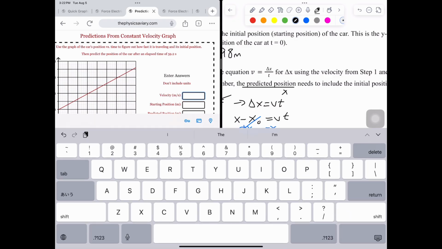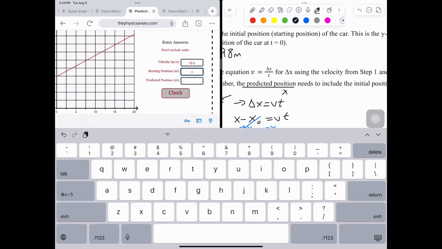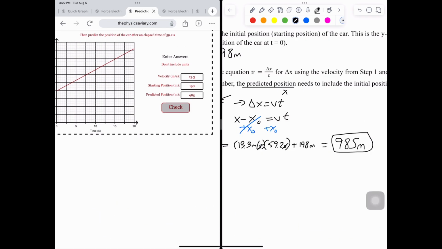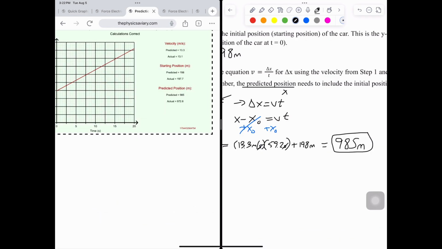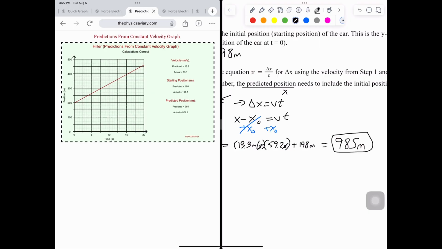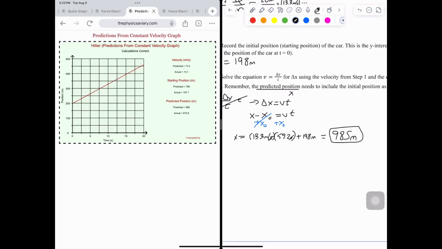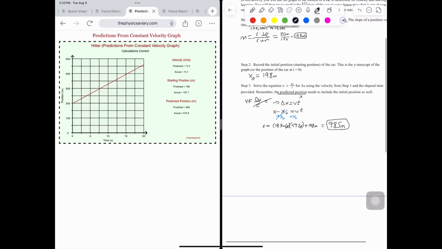Okay, so we're going 13.3, 198, and about 985. Okay, let's go check and see how I did. There we go. Got it right. Okay, so hopefully you were able to get it right too.